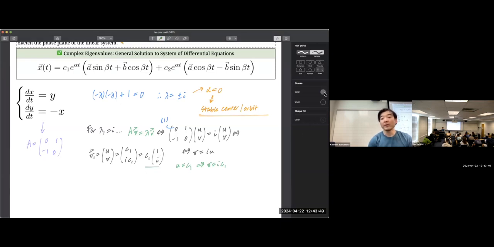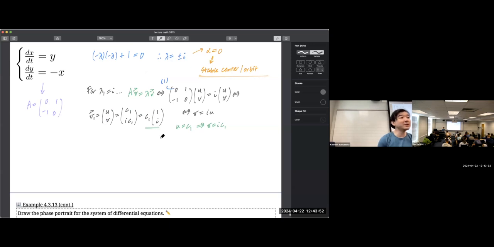And the nice thing is I don't have to do the other one, because I know that eigenvector 2 is going to be C2 times, instead of (1, i), every time you see an i it becomes a negative i: (1, -i). That's what it means to be a complex conjugate. So you don't have to do the work twice, because in the complex case, the eigenvalues and eigenvectors come in conjugate pairs.